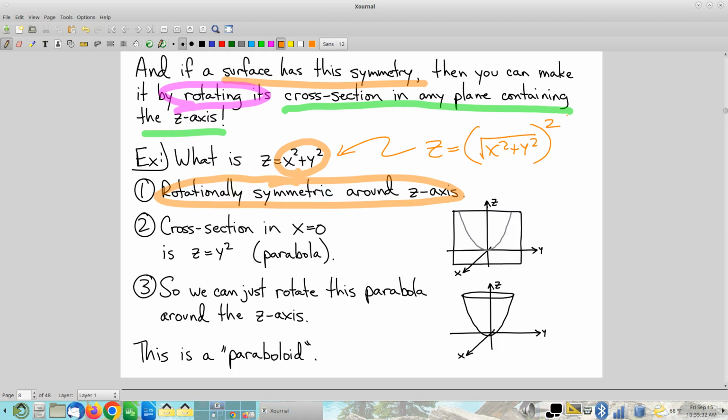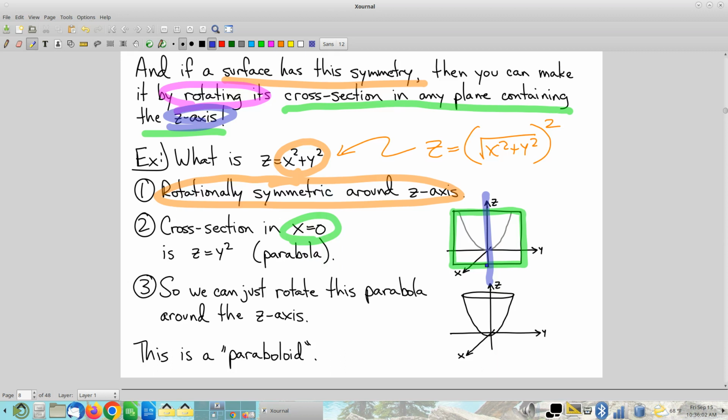Okay, so now I'm going to look at a cross section. I'm going to look at the cross section in this plane right here, x equals 0. Notice the requirement. It does have to contain the z-axis. Our axis of rotation here is the z-axis. And, of course, thankfully, x equals 0, the yz plane, does contain the z-axis.